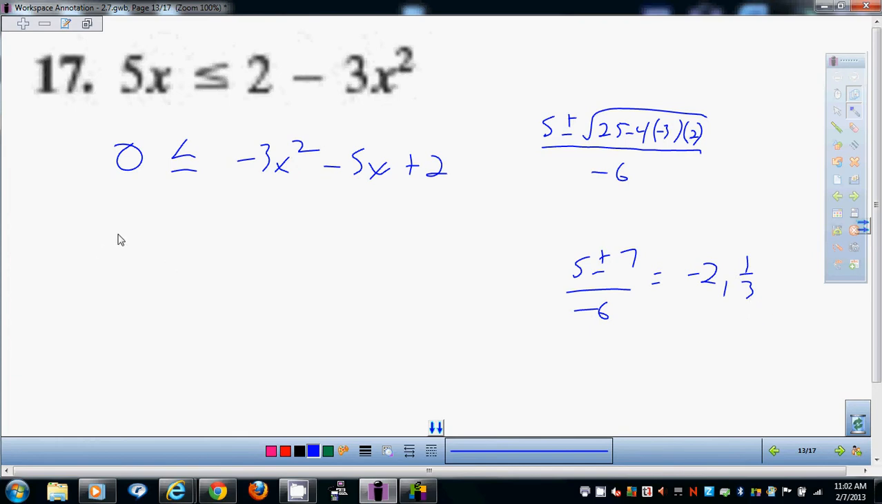What did you plug in the calculator? Oh, that's right. But it's 25 plus 24, which made it 49. Okay. So that's negative 2, 1/3.